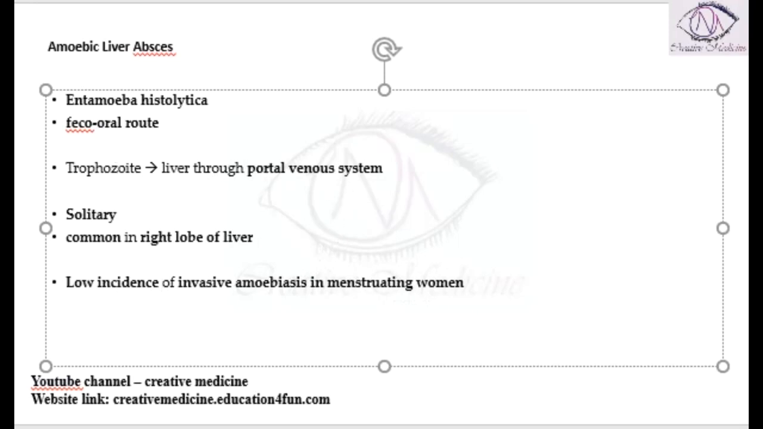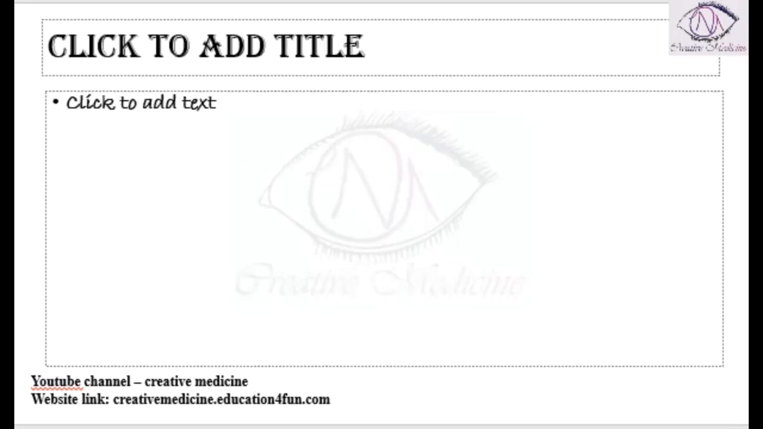Because there is less incidence in menstruating women, males are more commonly affected, and young men are more commonly affected than females. Heavy alcohol consumption plays an important role in the pathogenesis of Entamoeba histolytica producing amoebic liver abscess.